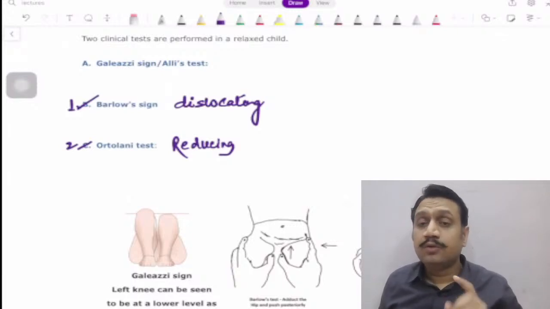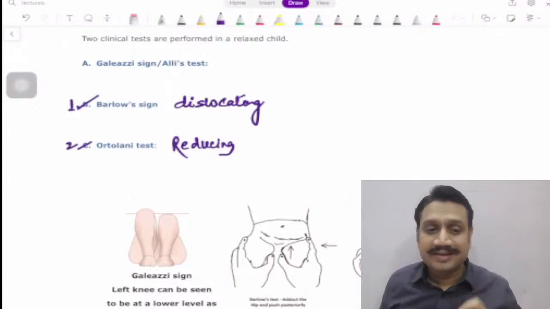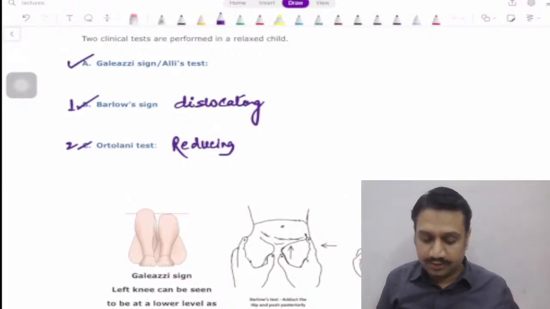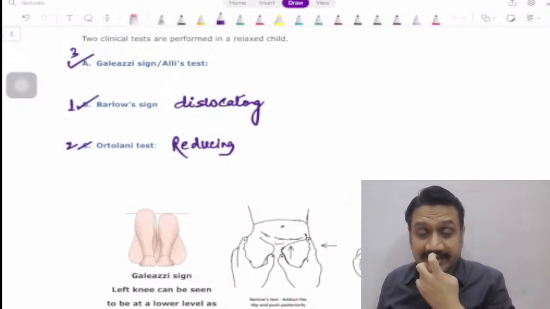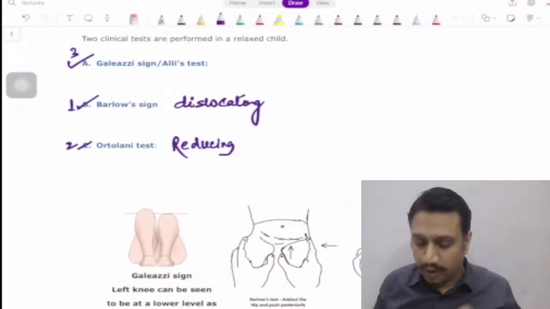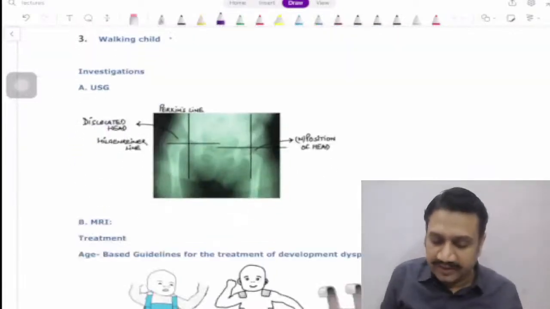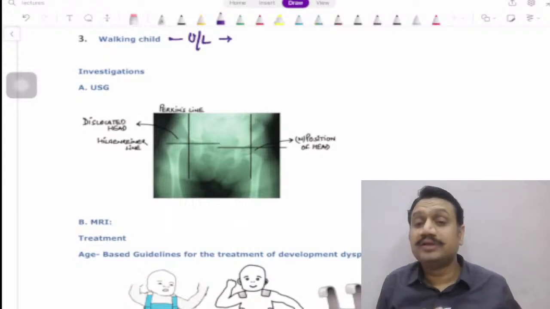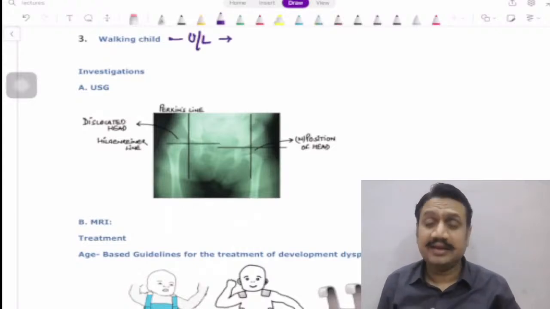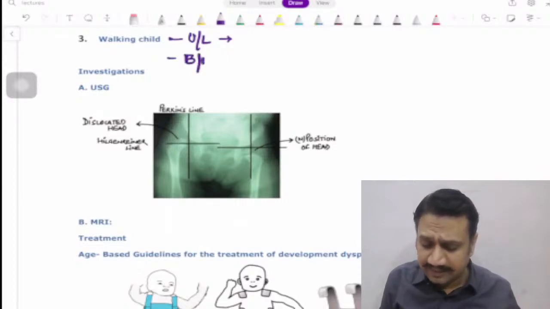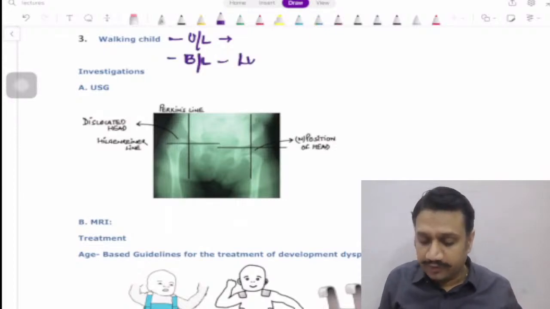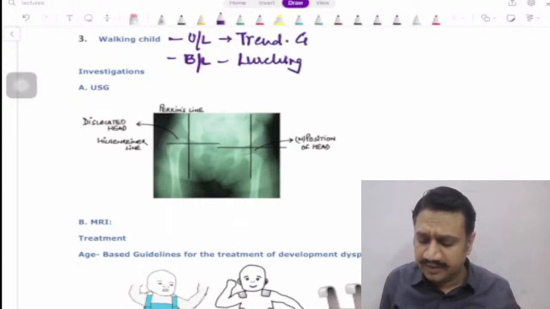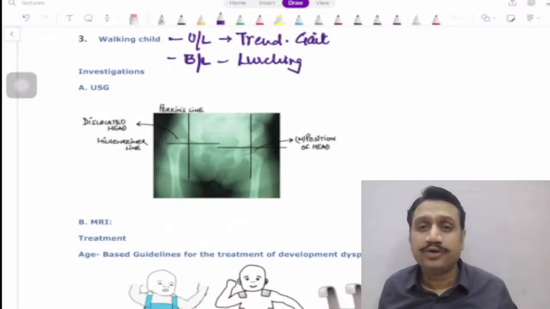Third, when you compare the position of the knee, the test is called Ellis or the Galeazzi. So the third test to be done is the Ellis test or the Galeazzi sign. When the child is walking, please remember, any child walking with a neglected CDH, if it is unilateral, will walk with a Trendelenburg gait, right? And if it is a bilateral neglected CDH, then they walk with a lurching gait. So it is a Trendelenburg gait or lurching gait, depending upon uni or bilateral.